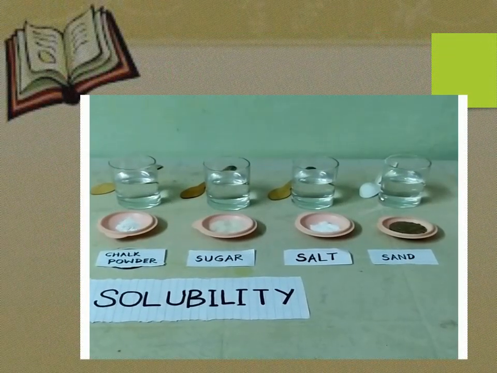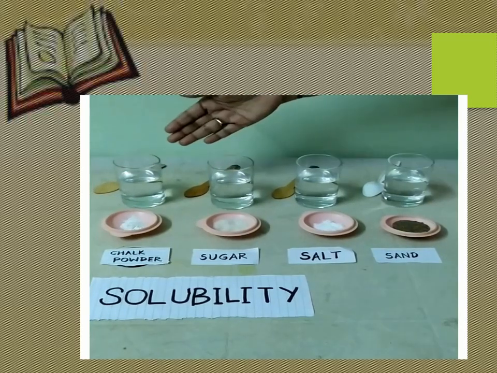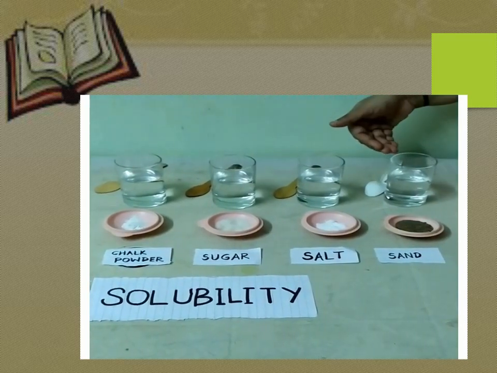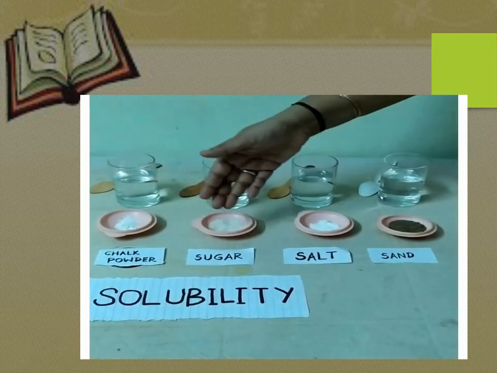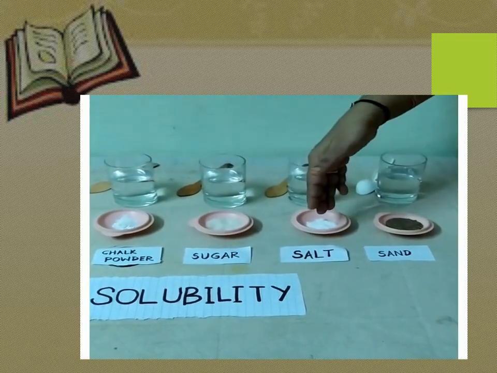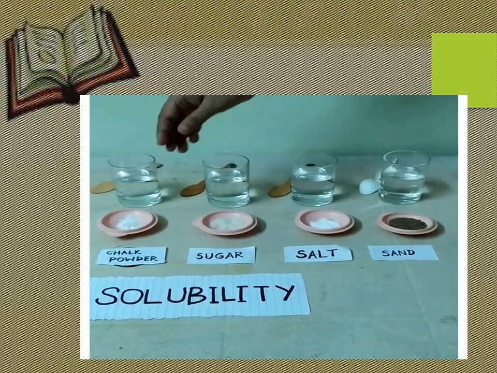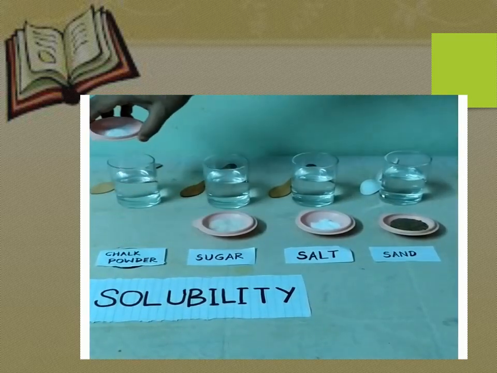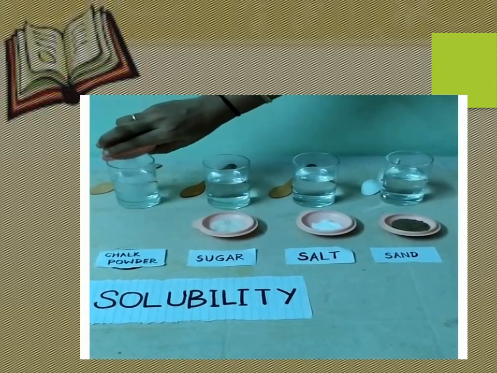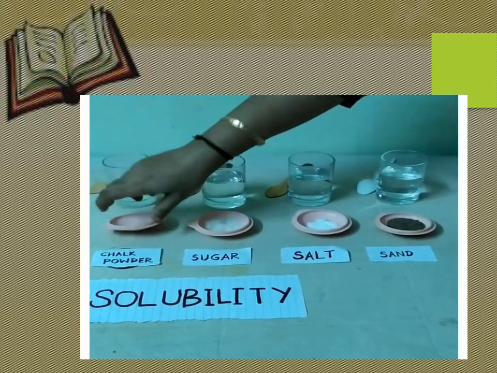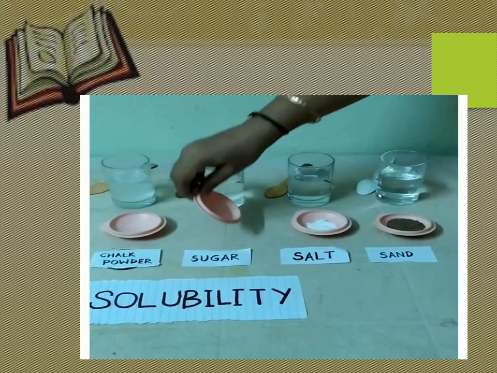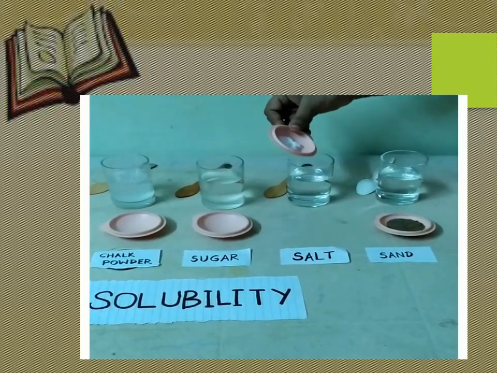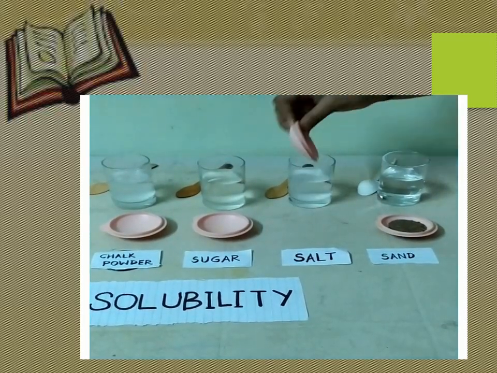For the first activity, we will take 4 glasses of water, and the 4 substances we have taken are chalk powder, sugar, salt and sand. We will add them one by one to the glasses, and we have to stir the contents and check whether they are dissolving in water.